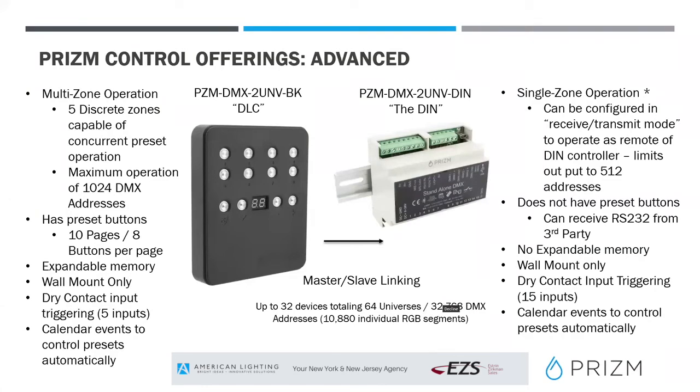It'll take the dry contact input. It'll also receive RS-232 from a third party if you needed to do that. It's wall mount. I'm sorry, not wall mount. It's DIN rail mount only, so I need to correct that slide. And this one has 15 dry contact inputs. So you can really have a lot of third-party input to that device as well. And it also has the same calendar event function. You can connect up to 32 of these devices to get a total of 64 DMX universes on this system. So it's really kind of nice and expandable. We stock it, it's good to go.